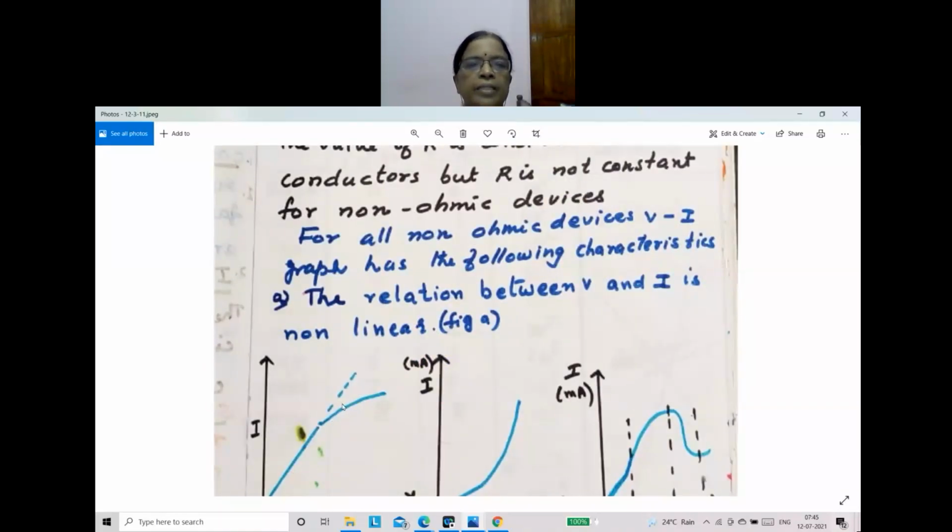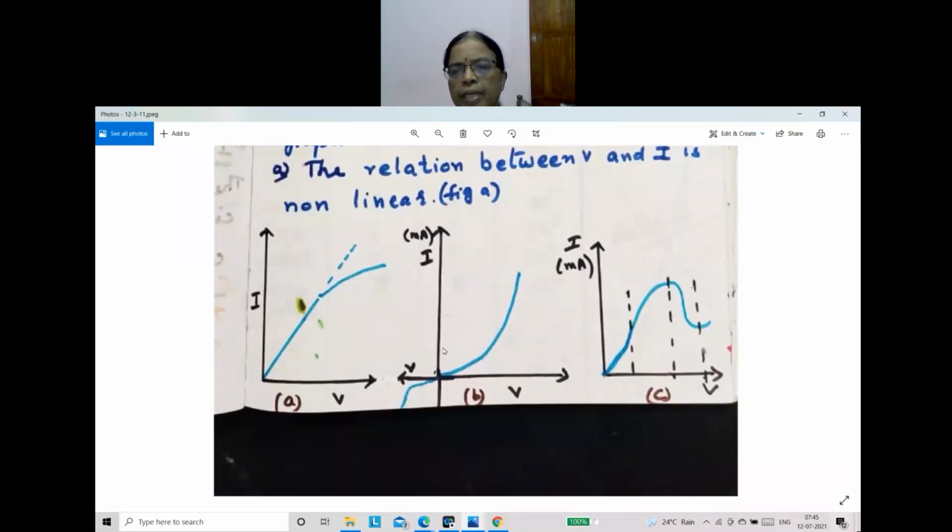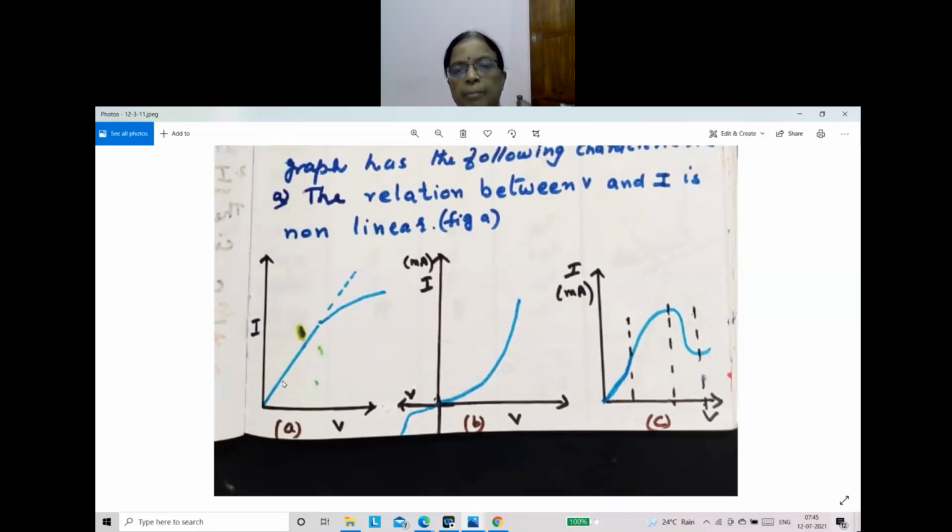That is the difference. For all non-ohmic devices, the VI graph has the following characteristic. See, the non-ohmic material's graph is this. It is not a straight line, it is a curved line. Here, this is the VI graph for a semiconducting material. In this figure, the relation between V and I is non-linear, and this is also a curve, semiconductor.